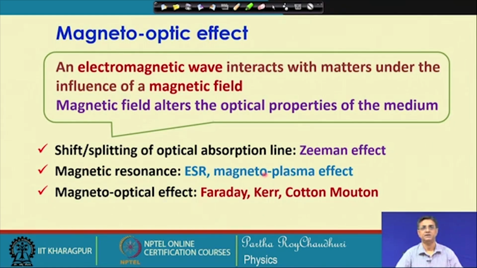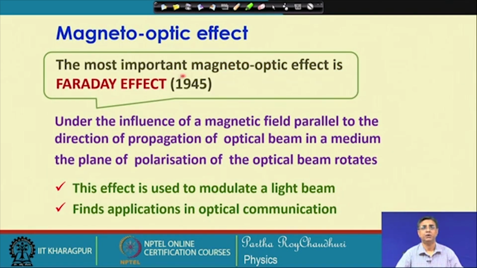Then magnetic resonance, these are very useful instruments, ESR, magnetoplasma effect. In the magneto-optical effect, primarily we will be concerned with the Faraday and Kerr effect and the Cotton-Mouton effect also. So, the most important magneto-optic effect is the Faraday effect, which was discovered in the year 1845.